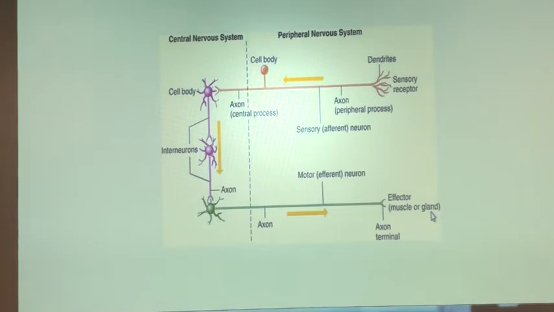These are two divisions of the ANS, the autonomic nervous system. Which one do you think? Which one is it? Leah, shout it out.